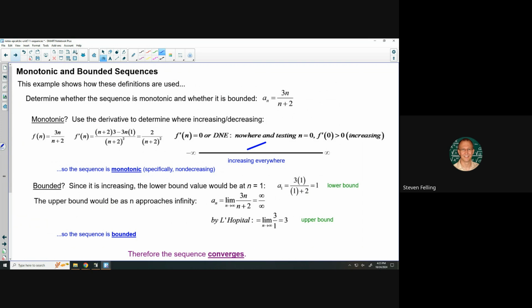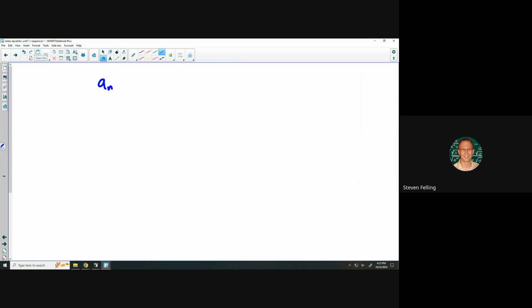Let me show you this on another screen. So we've got 3n over n plus 2. Okay, if I have a generating series 3n over n plus 2, what we could do is first of all determine whether or not the series is monotonic. Is the series monotonic? Okay, to determine that, I'm going to use the derivative. So if I were to take this and write it as a function, 3n over n plus 2, we could find the derivative of this function by the quotient rule.